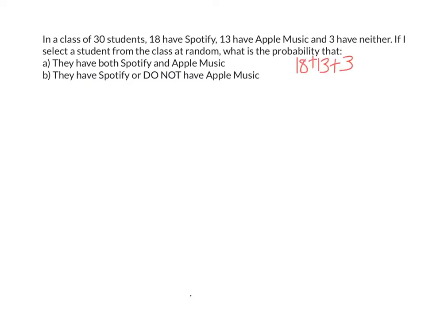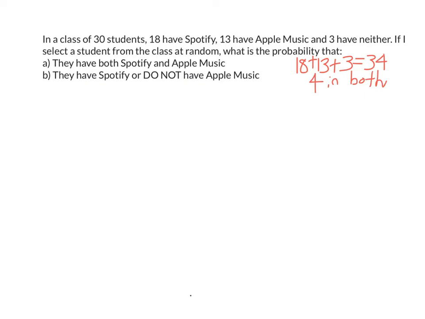Note 18 plus 13 plus 3 is equal to 34. I've mentioned 34 people in these categories, even though there are only 30 students. The only way that's possible is if there were 4 students who were included in the Spotify category and the Apple Music category. The only way this is possible is if there were 4 in both categories. However many you've overcounted, that's how many are in both.